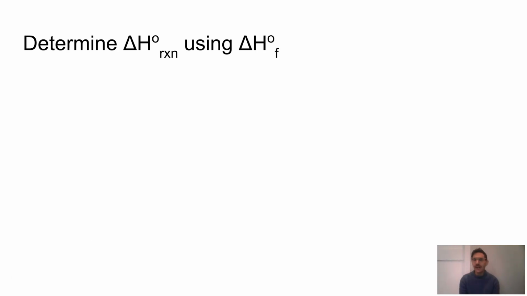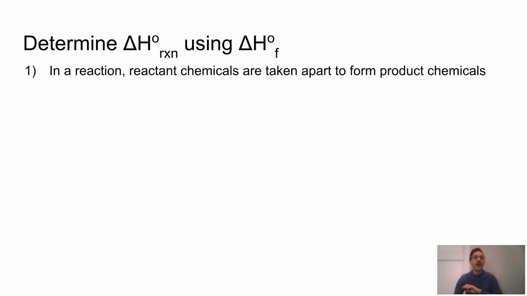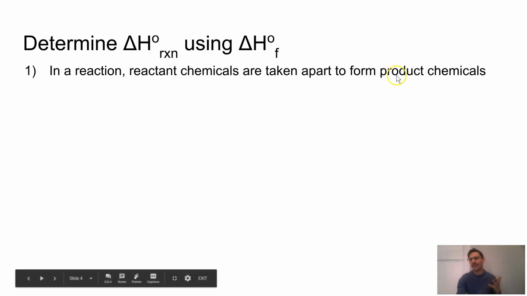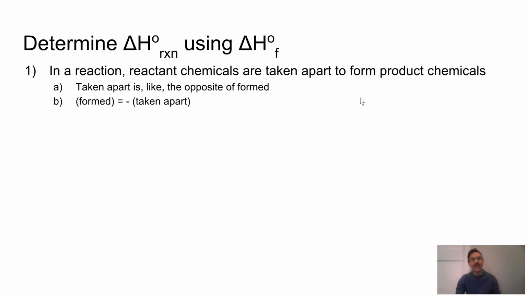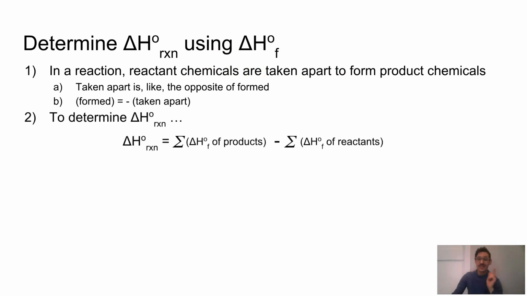Anyway, let's talk about how we're going to calculate delta H of reaction using the delta H of formation. So in a reaction, it's helpful to think about, at least for me, that reactant chemicals are taken apart and they form pure products. So pure products, they form product chemicals, not pure. So we're forming products and reactants are taken apart, which is kind of like the opposite of formed. So I think reactants get like a negative thing on them because it's the opposite of formation. Anyway, that's helpful when we think about this equation that we're going to look at here.